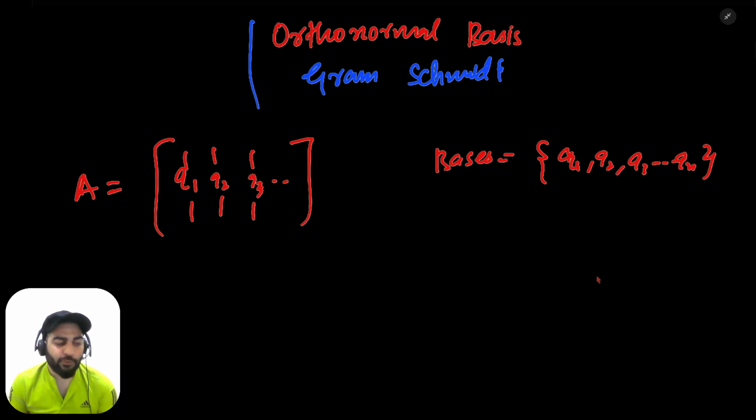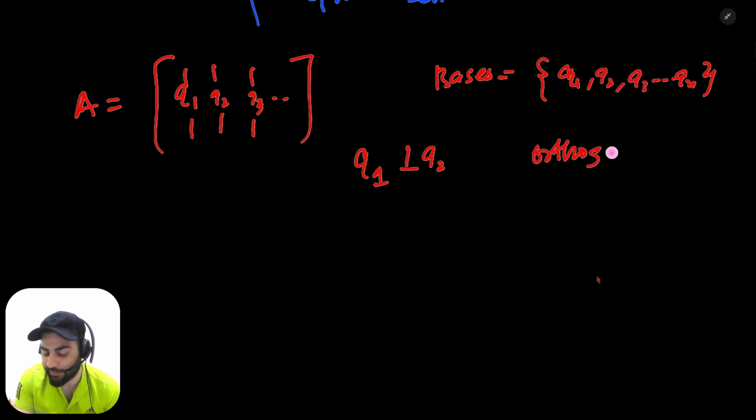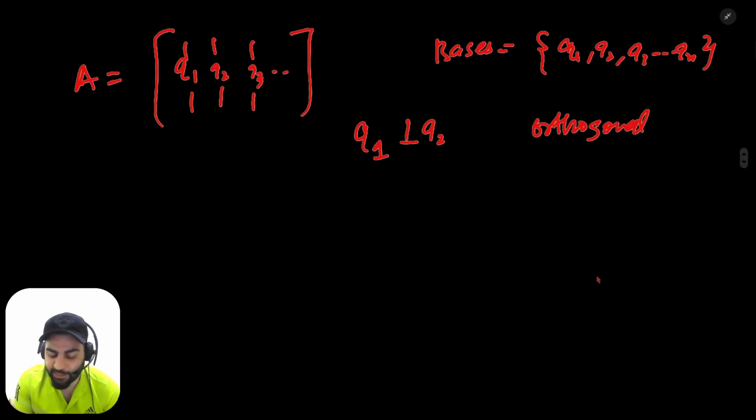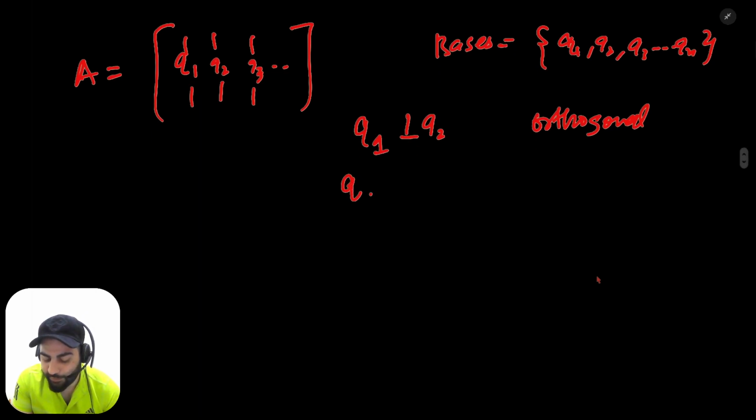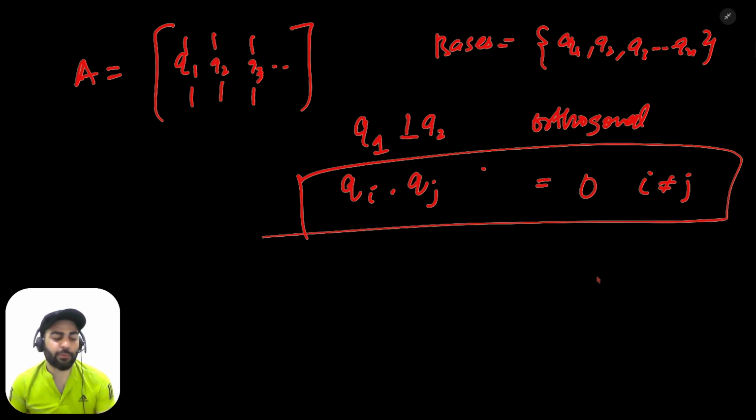What is the meaning of orthogonality, if you know? Orthogonality says that if there are vectors, for example q1 and q2, they are perpendicular to each other. That's what we saw about orthogonality. This basically means if you take any vector qi and take its dot product with qj, where i is not equal to j, this will be equal to 0. This is the meaning of orthogonal.